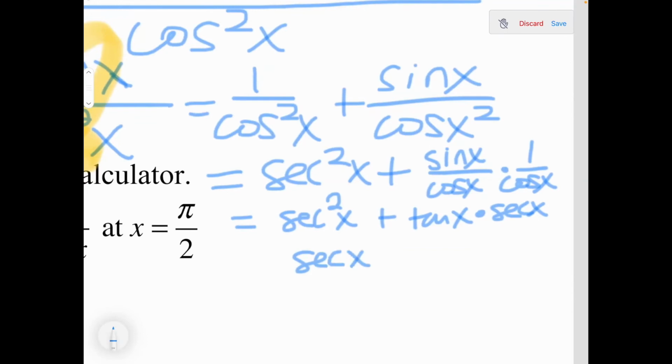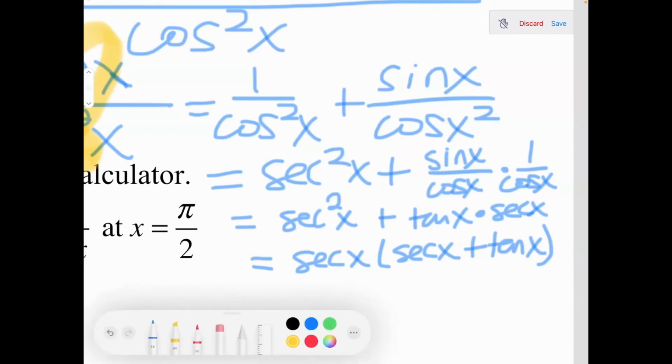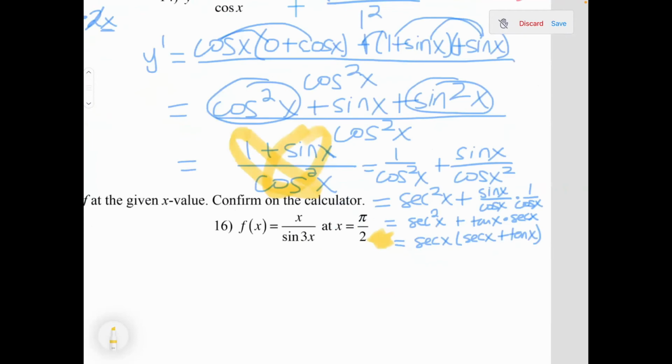If this were a free response, I definitely wouldn't still be going this far. We get secant x plus tangent x. But that last answer there looks a little bit better than the others. We consider that our 5-star answer.